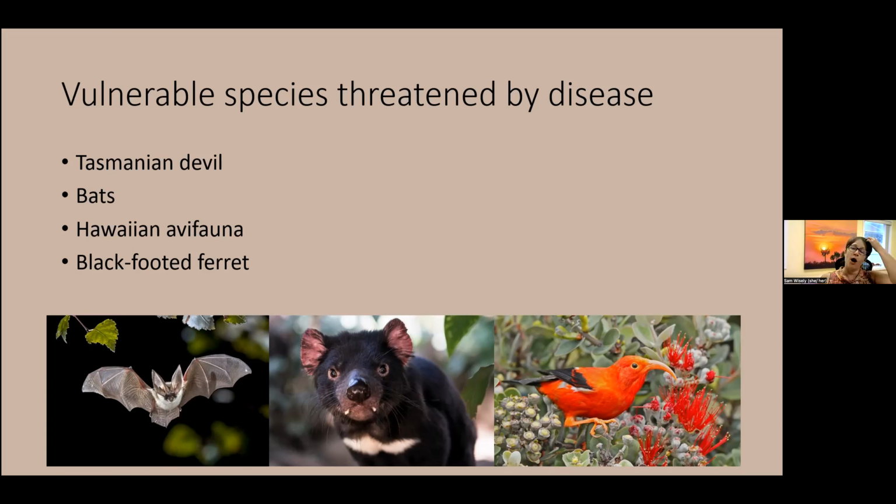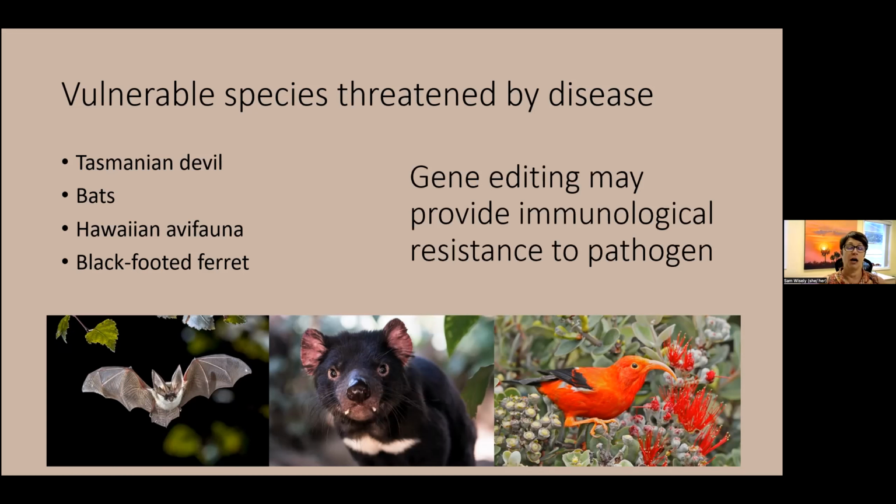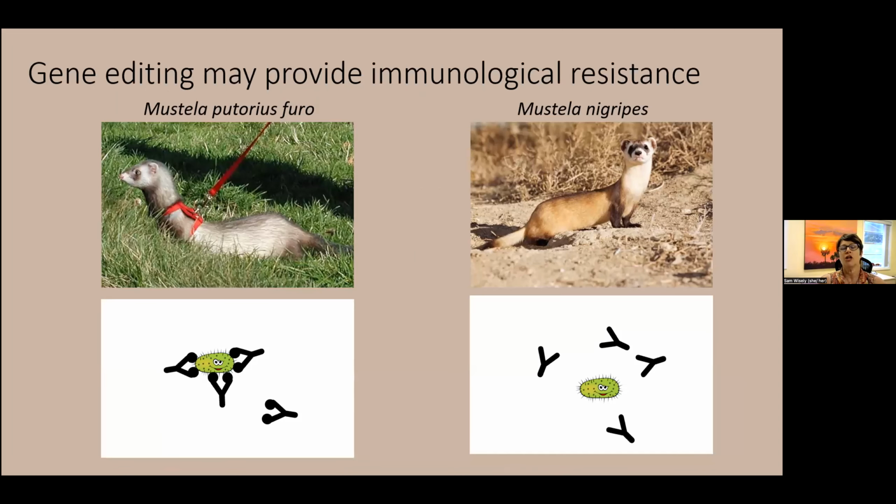And so with all of this talk of new biotechnologies available, biotechnologies, by the way, which are being used all the time in biomedicine, there's a lot of interest in using that biomedical technology in conservation, and in particular, gene editing to provide immunological resistance to pathogens of critically endangered species. So for black-footed ferrets, what would this look like?